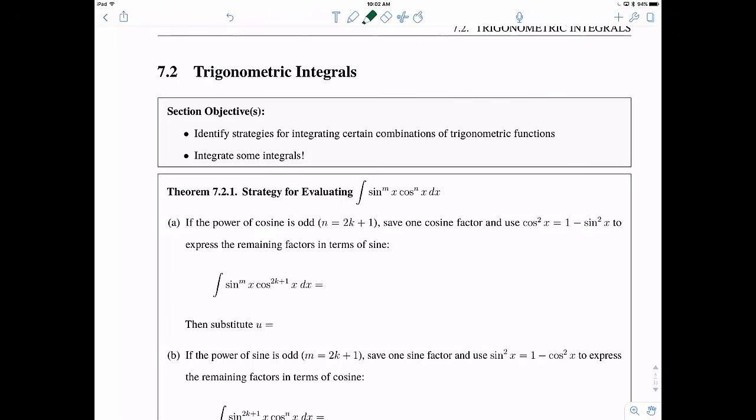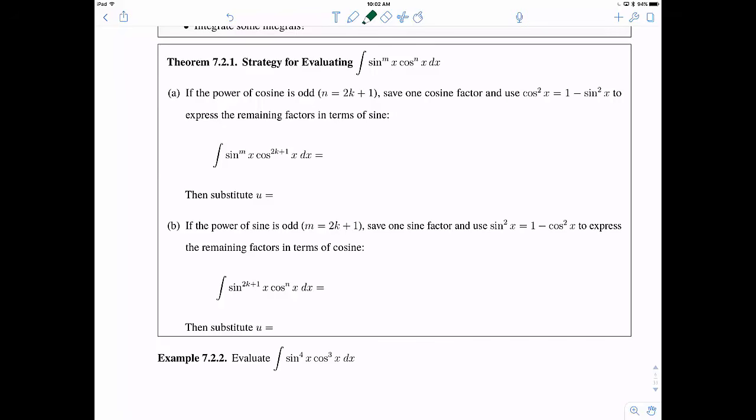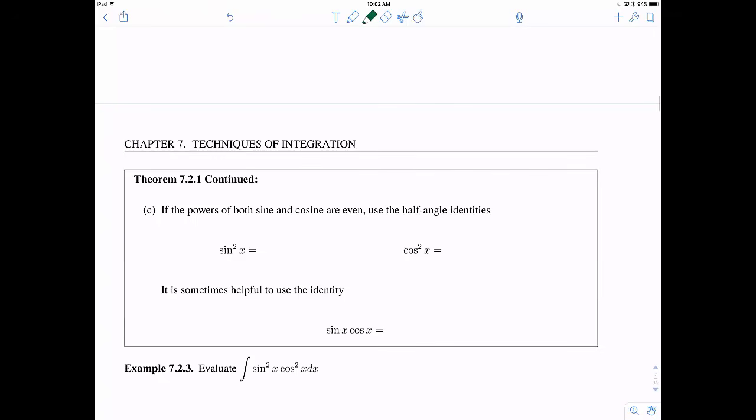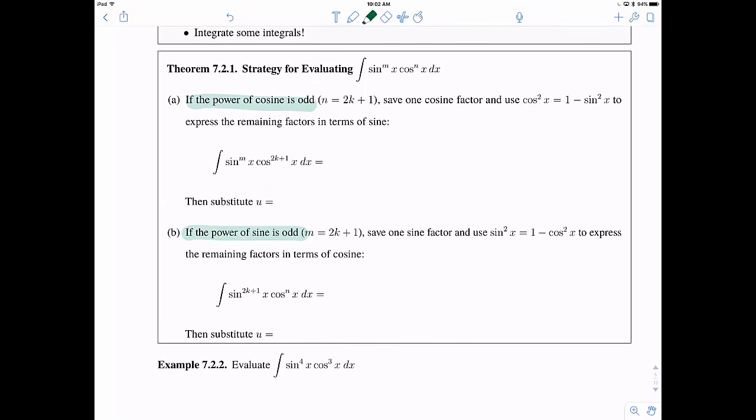All right, so in this first theorem, we want to integrate sine to some power times cosine to some power. And we're going to break it down into three parts. The first part is if cosine has an odd power. The second part will be if sine has an odd power. And then the third part will be, well, if neither of them are odd. And this will be the worst case scenario. When one of them is odd, that's a little bit nicer.